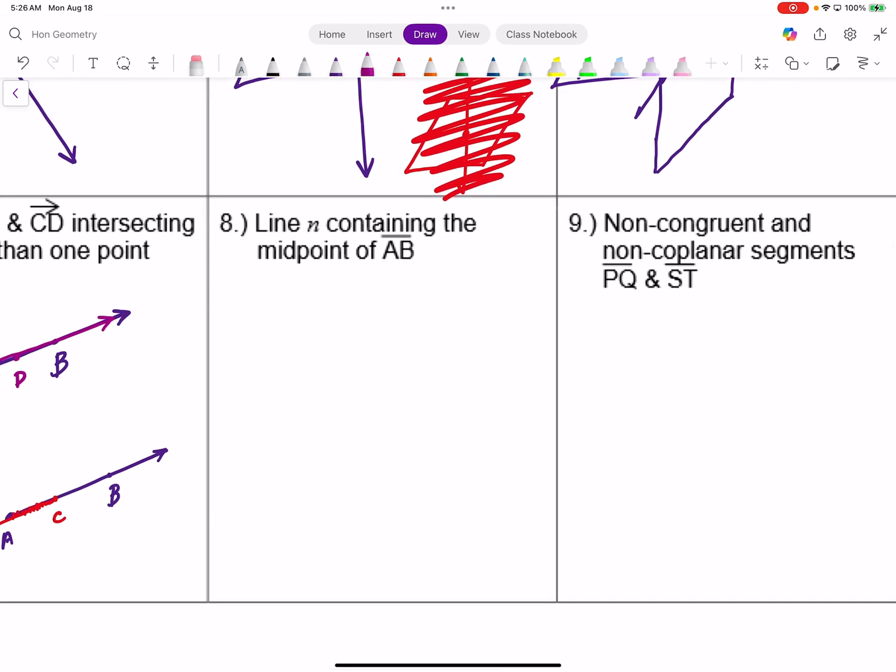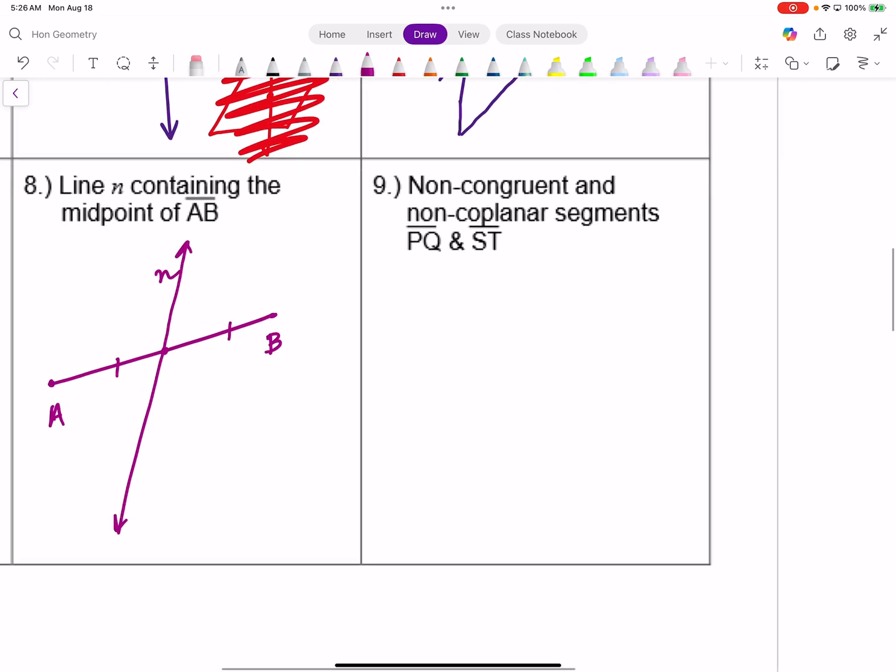Okay, so line N contains the midpoint of segment AB. So we're going to draw segment AB. We need a midpoint. Nobody knows it's the midpoint unless you tell them. And then line N just needs to contain that midpoint.